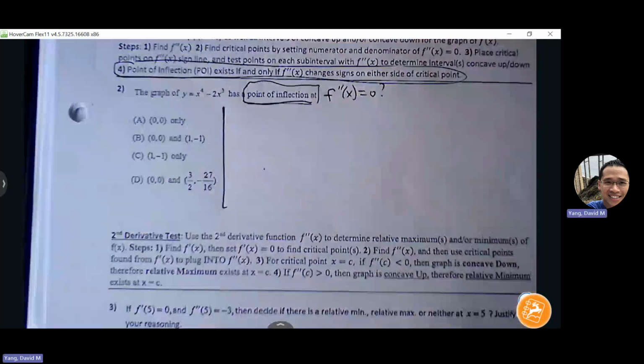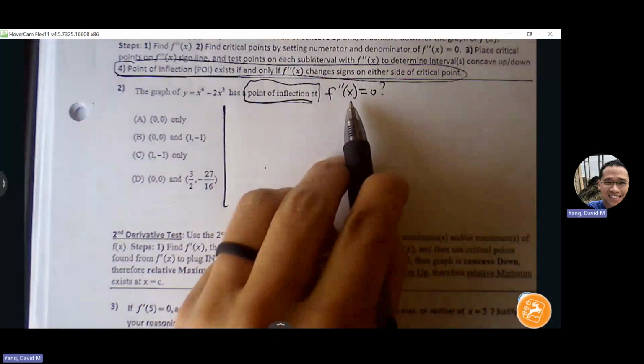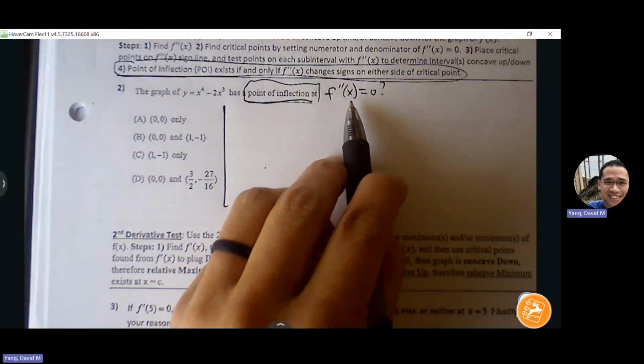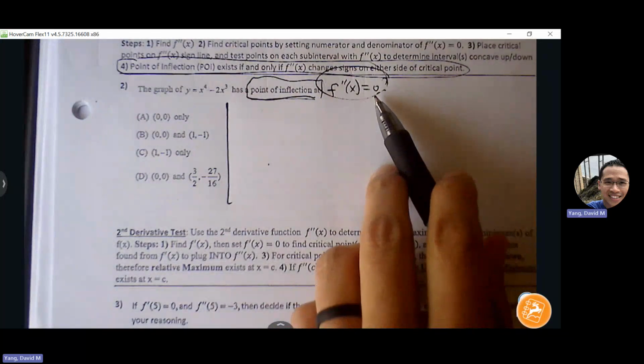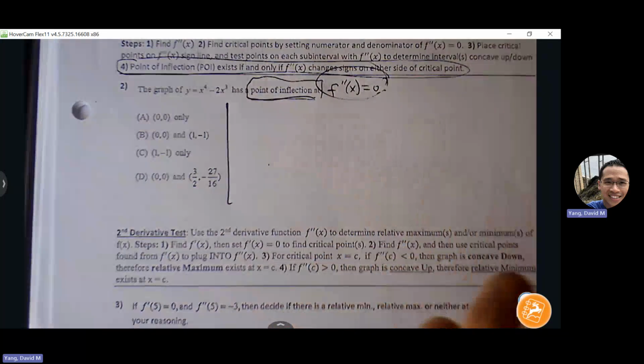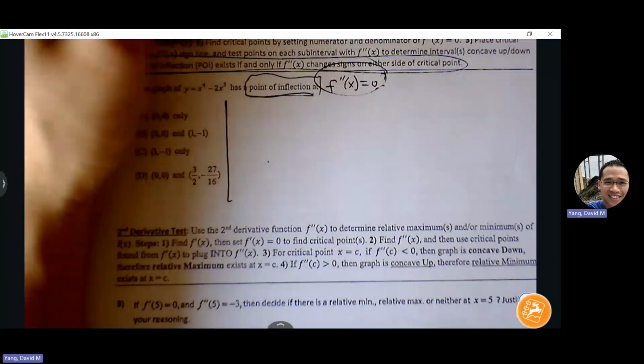So we have to take an additional step. We also have to create a sign line and check: if there's no change from concave up to concave down or concave down to concave up, it's not a point of inflection. But we are going to set f double prime equal to 0. That is the first step. We need to find the candidates, but it also needs to have a change in sign on both sides of that critical point. So let's make our way down to the second derivative.